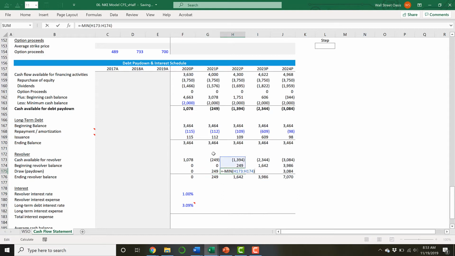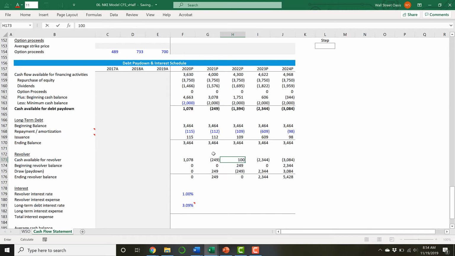Then in the next year, it's looking at this negative cash available balance and our beginning revolver balance, taking the smallest one of those numbers, which is our negative 1.3 billion, and then drawing by that amount to make up for our deficit. Now let's go in and change this number just for fun to see what will happen if we have a positive cash available number. I'm going to make that $1 billion, and you'll see that our negative min formula is looking at the smallest number, which is our 249 revolver balance, and then it's flipping the sign. So that positive 249 now becomes a negative 249, reducing the balance of our revolver.